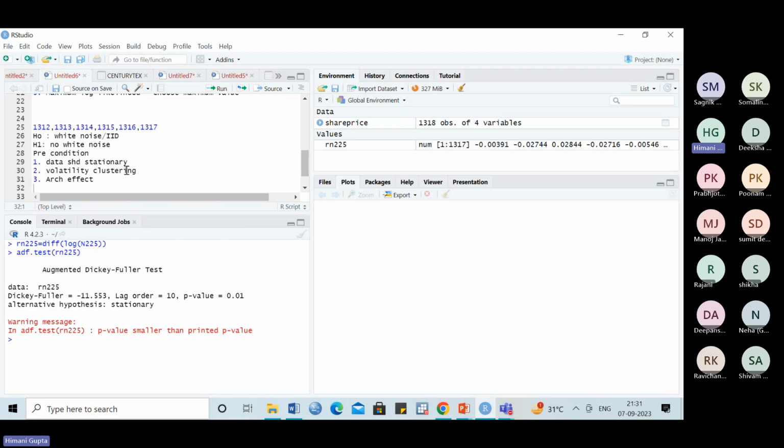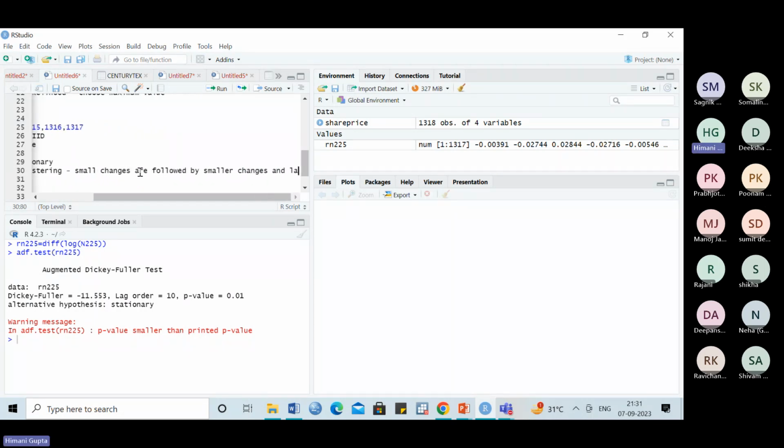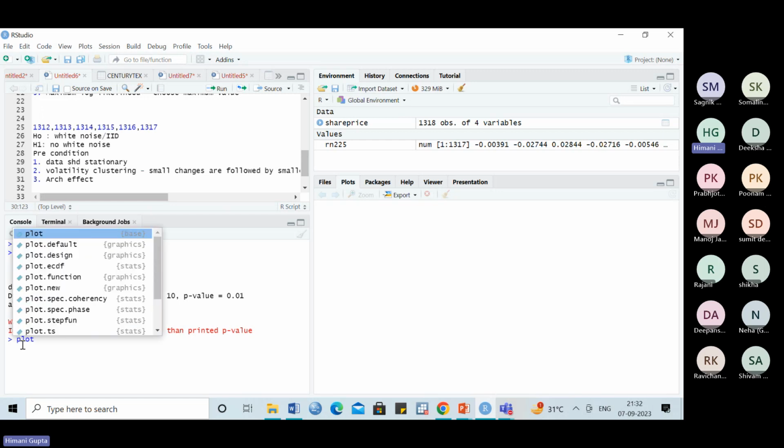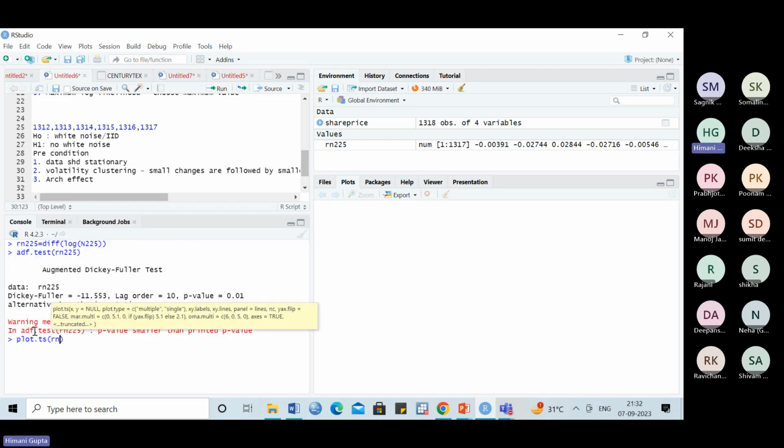Next, we have to check whether there is volatility clustering or not. Volatility clustering means smaller changes are followed by smaller changes and larger changes are followed by larger changes. Got it? And how are we going to check it? By plot. We are going to make plot.ts of Rn225, because we have to work on this data only.